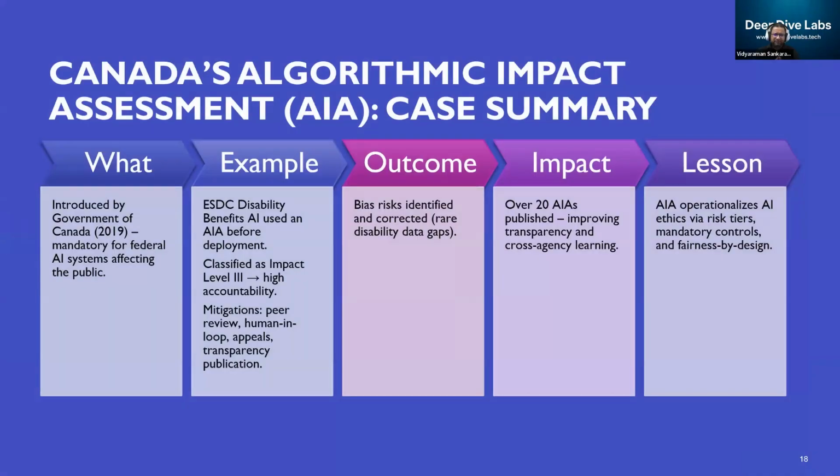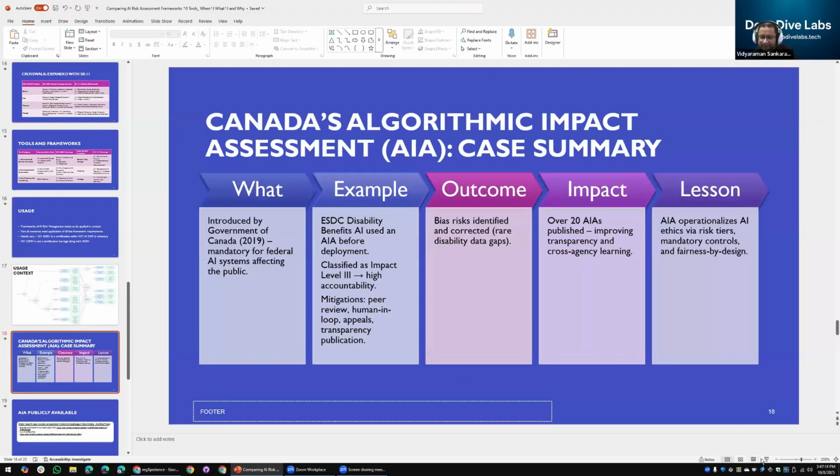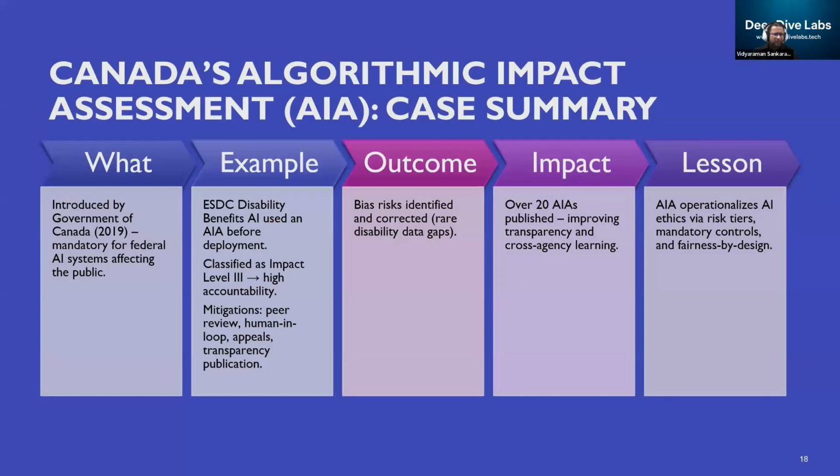On a final note, we are just going to very quickly cover the Canadian AIA toolset and the Z-Inspection. These are the two that we did not talk about very specifically in session 2, so it is probably meaningful to talk about them in this context here. So what is the Canadian AIA? It was introduced by the government of Canada, and it's mandatory for the federal systems that are affecting the public. There are a number of examples and case studies. For example, Singapore already does that as Singapore GovTech AI case studies, and this is what Canada has been doing as well.